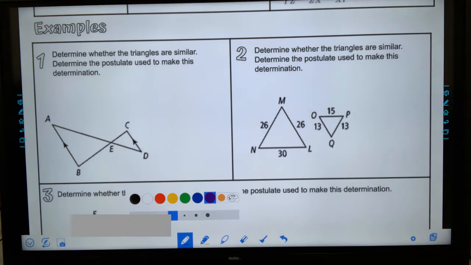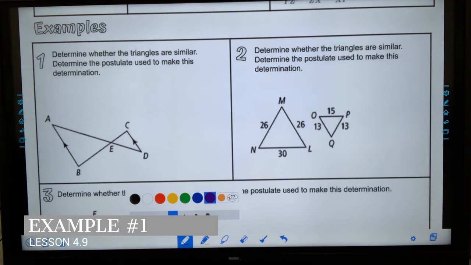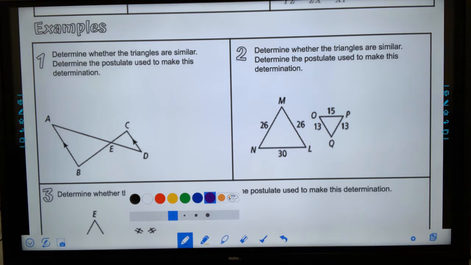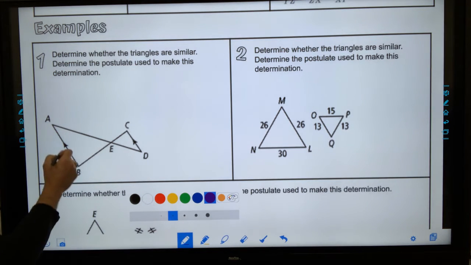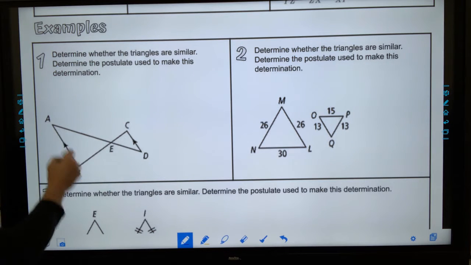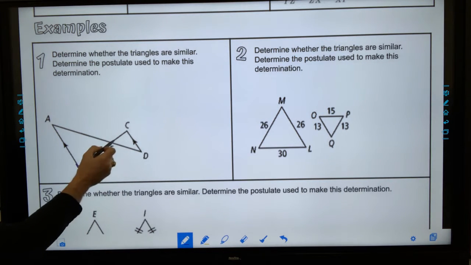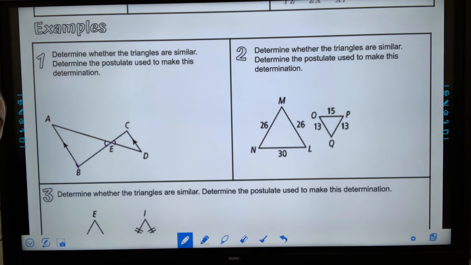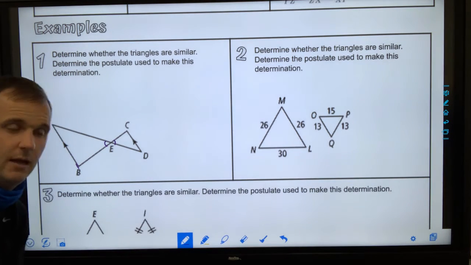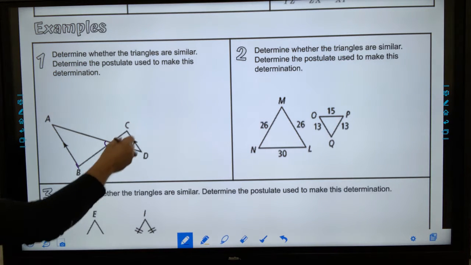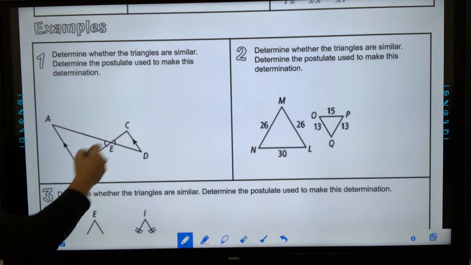All right, so on example number 1, it says determine whether the triangles are similar and then determine the postulate used to make this determination. Okay, so right now if we look, I have two parallel lines right here. AB and CD are parallel to each other, okay? So automatically I know that these two angles right here are going to be congruent because they are vertical angles, okay?